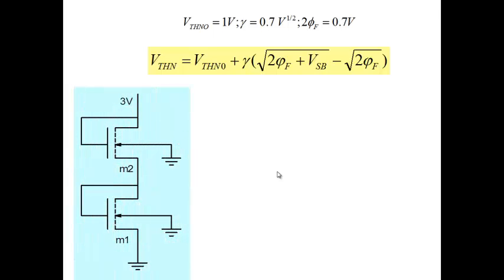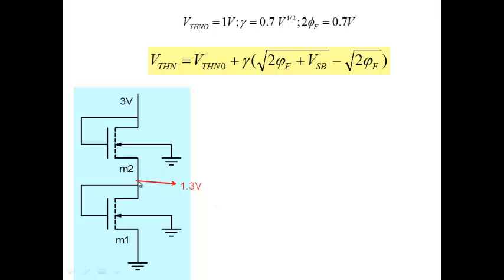As an example, you can see this particular circuit with two N-channel MOSFETs, M1 and M2. The source here is grounded. Gate and drain are connected together. Let's say you have 3 volts at this point. How do you calculate the voltages? We'll see later on.